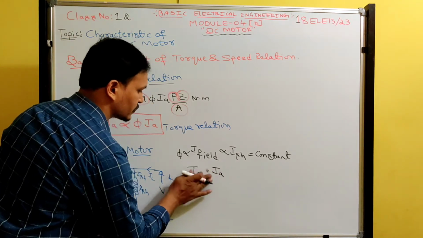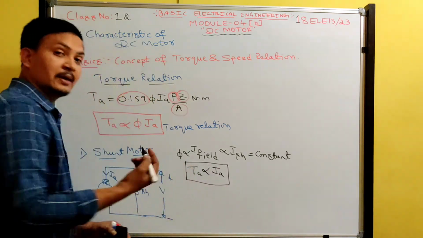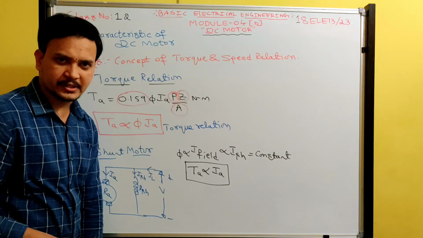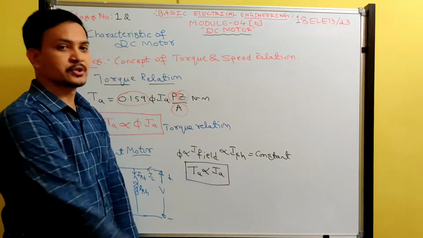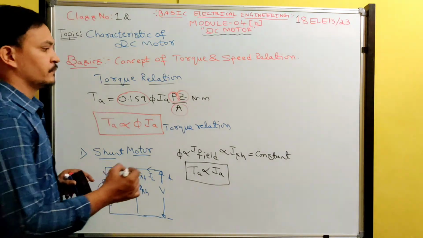Now torque is proportional to what? Torque is proportional to Ia only. Why? In the torque relation, flux also becomes constant. That's why Ta is proportional to Ia. So this is for the shunt motor.